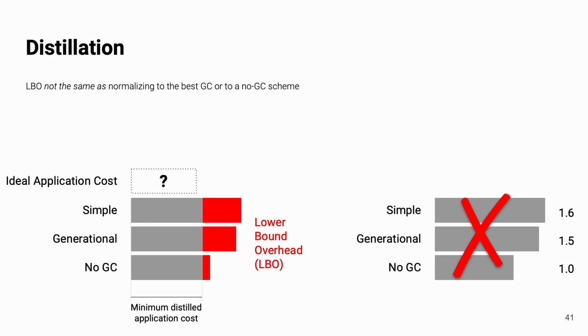It is important to note that LBO is not the same as normalizing to the best GC or to no GC. A simple normalization, as shown on the right, only tells you how different GCs compare. However, on the left, LBO reveals the GC cost, including the cost of no GC, due to its bad locality and frequent physical memory allocation.